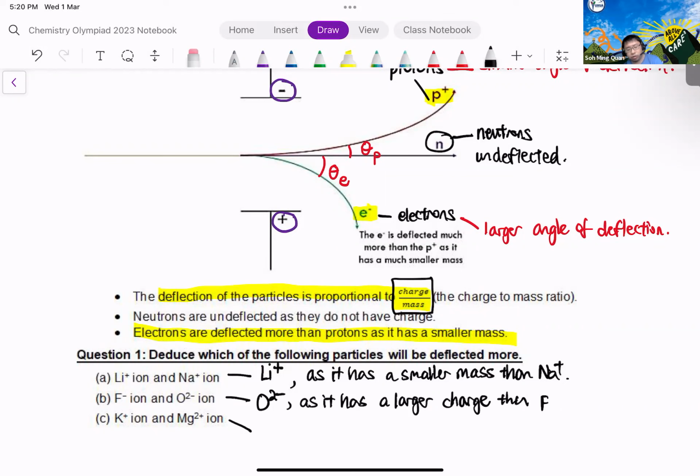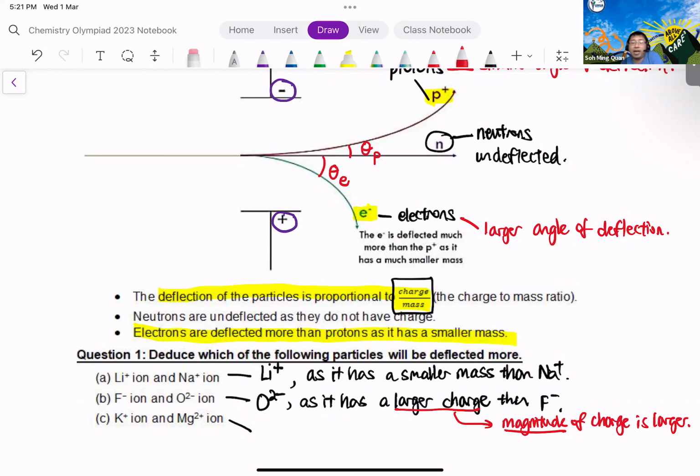Now you must be wondering, oh, but 2 minus is more negative, right? So how can you say the charge is larger? When we say larger charge, what we mean is the magnitude, not the sign, the magnitude of the charge, how big the charge is, is larger. So O2 minus is more negative, meaning it has a larger negative charge. That's why it's deflected more than F minus, okay?